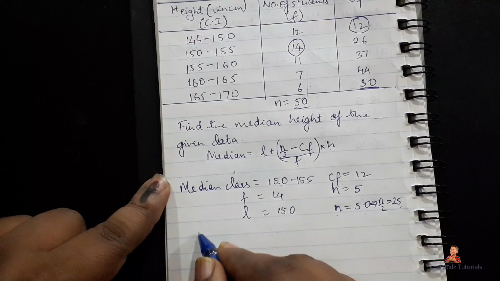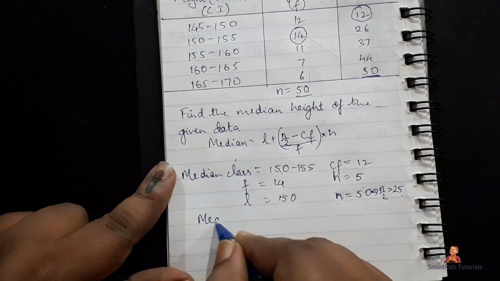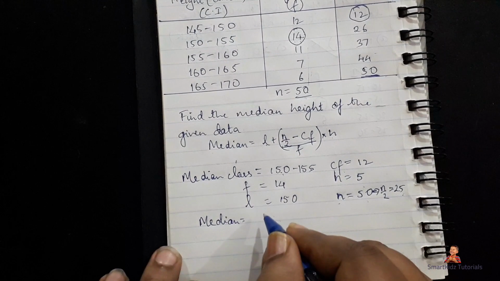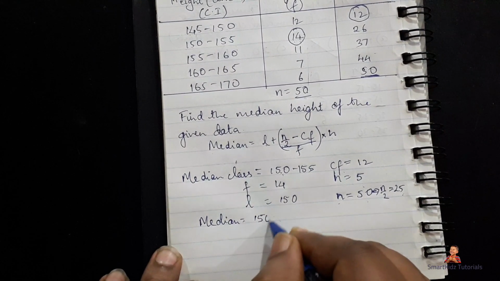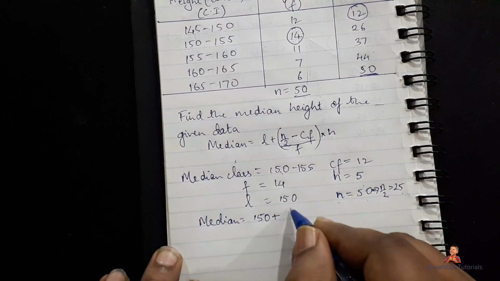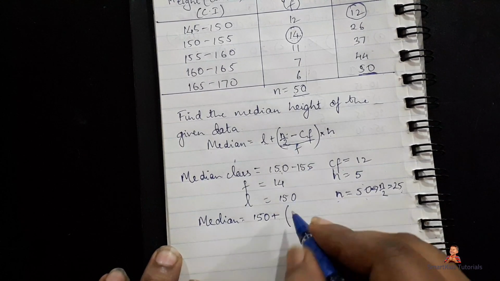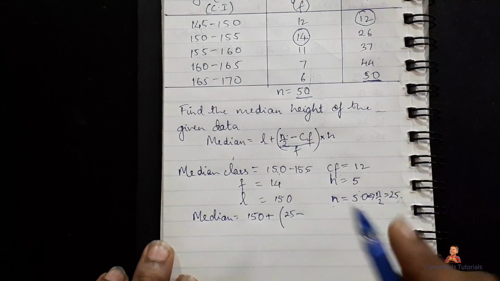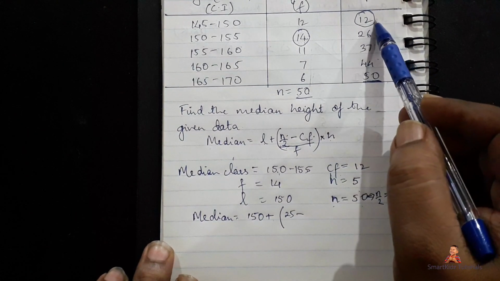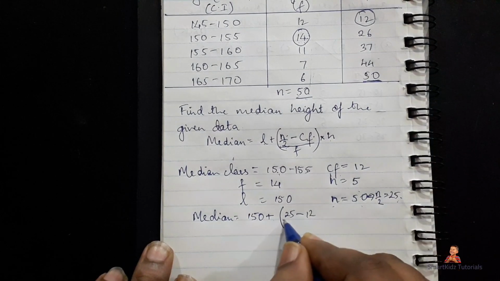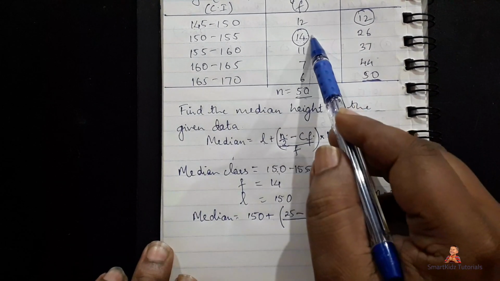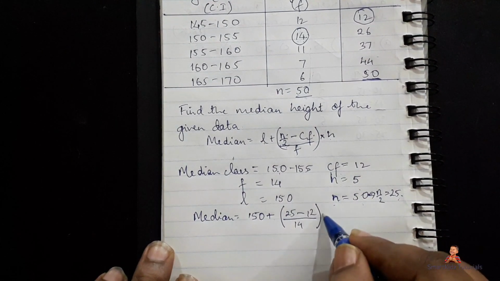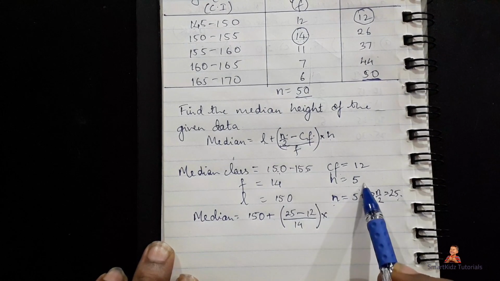So let's write the median formula. So median is equal to L, which is 150, plus, in brackets we'll put n upon 2, which is 25 from here, minus CF, okay, and CF is what? 12. So we put 12, whole thing upon F. F we've got as 14. So we put 14, close the bracket, and we multiply it with H. H is 5 for us.